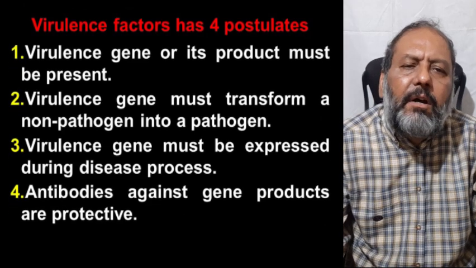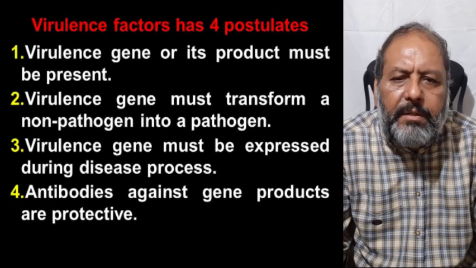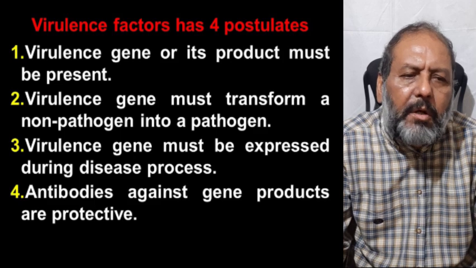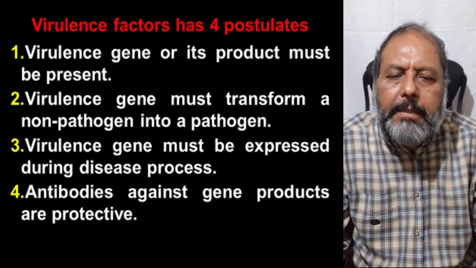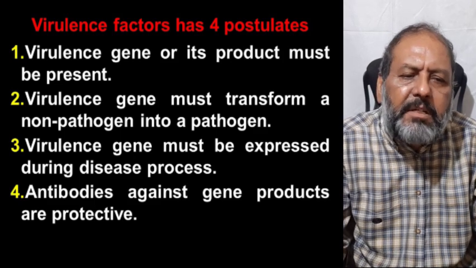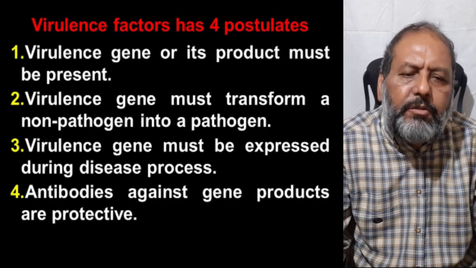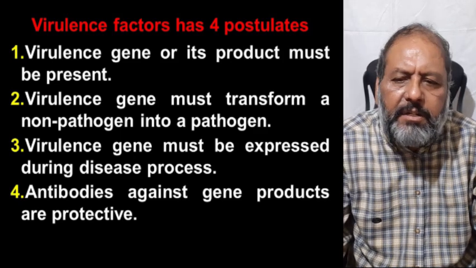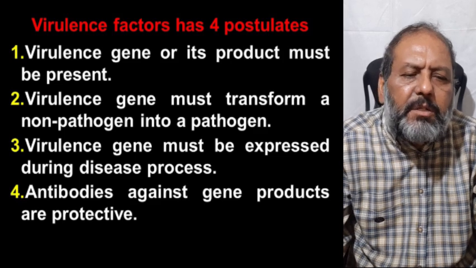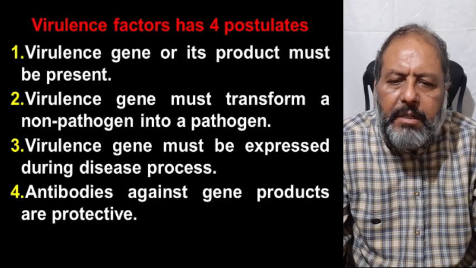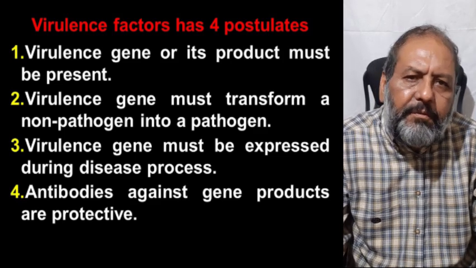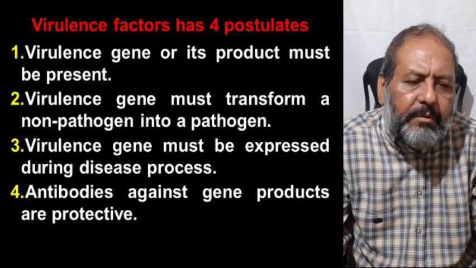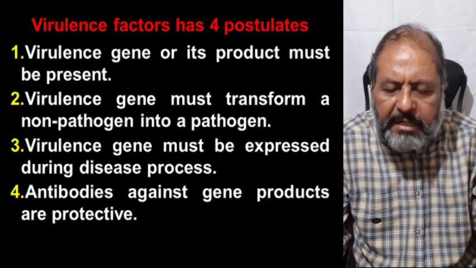Virulence factor has four postulates. Number one, the virulence gene or its product must be present. Number two, the virulence gene must transform a non-pathogenic bacteria into a pathogen, just like in Corynebacterium. Number three, the virulence gene must be expressed during the disease process. And fourth, antibodies against gene products are protective in nature.